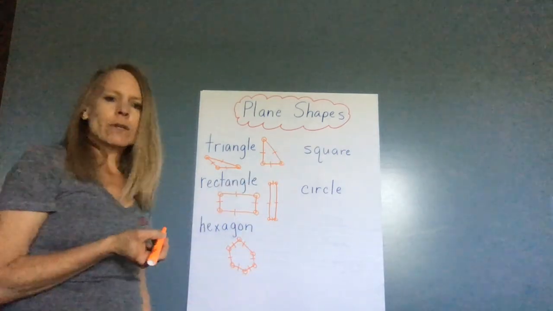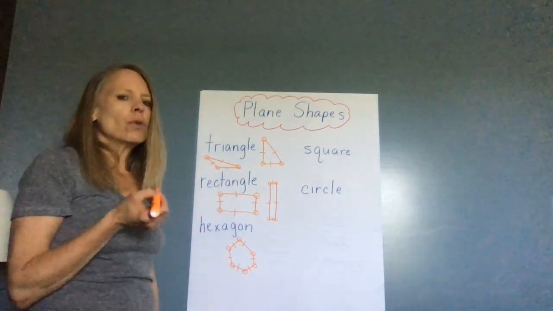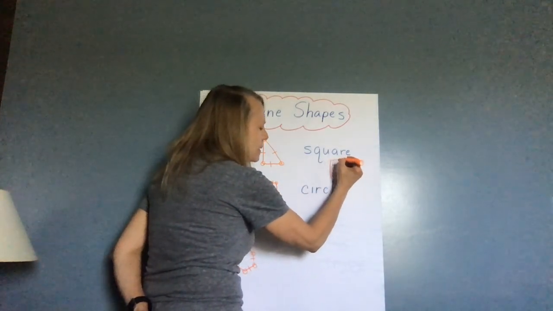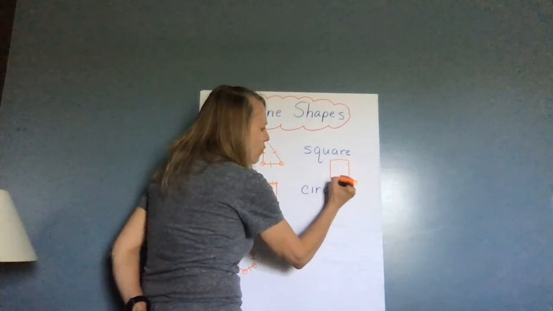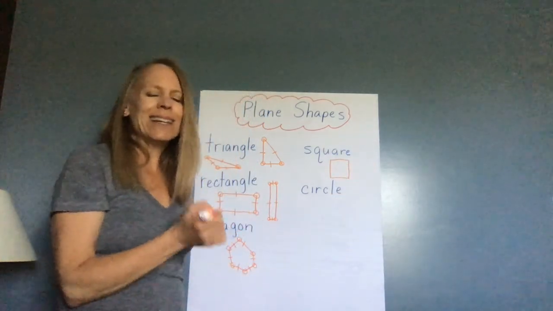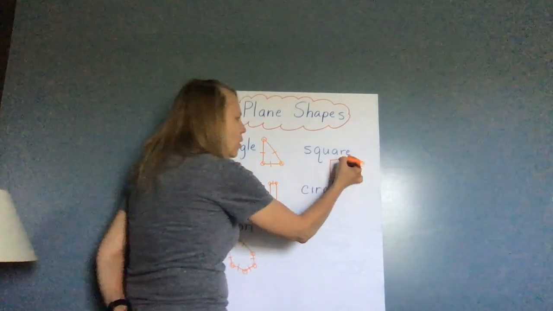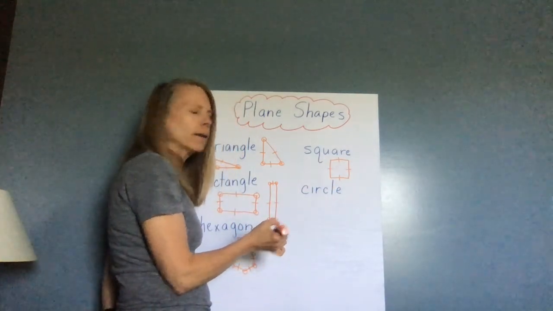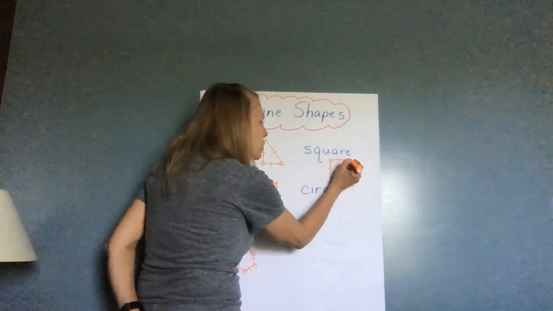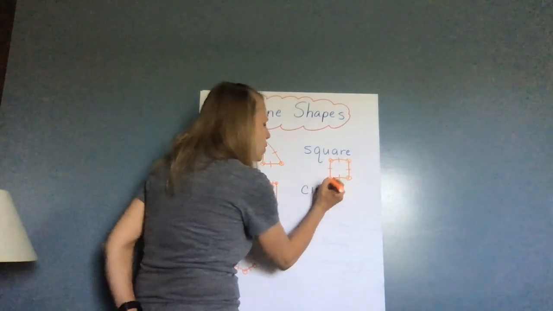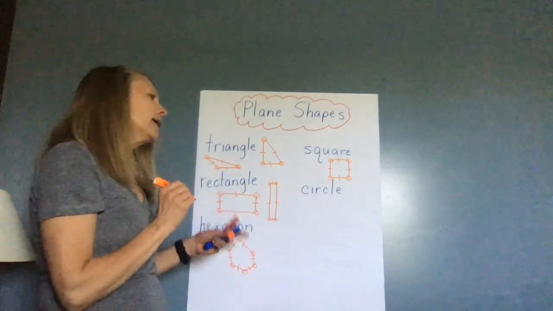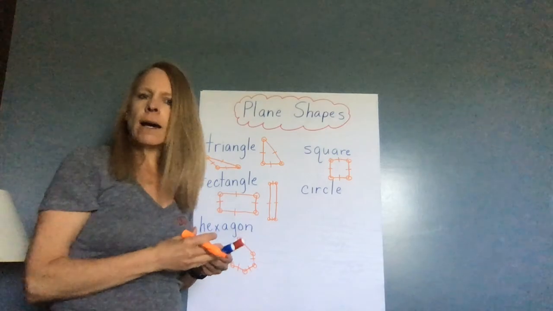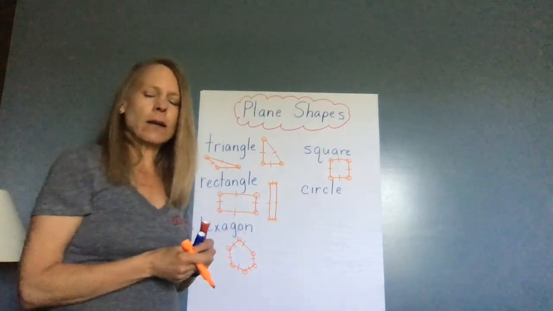All right, squares. Now, a square is a special plane shape. It has 4 sides, just like a rectangle, but all 4 sides are exactly the same. All 4 sides are the same length. That makes it a square. And it also has 4 corners. That makes it a square. So when we are looking at our square, if the sides are not the same size, it's not a square. Okay, it probably is a rectangle instead.